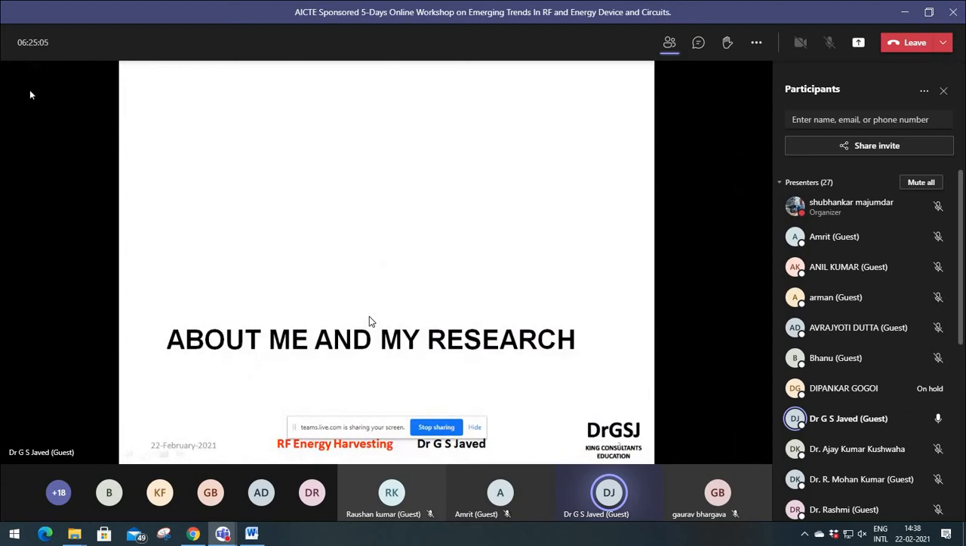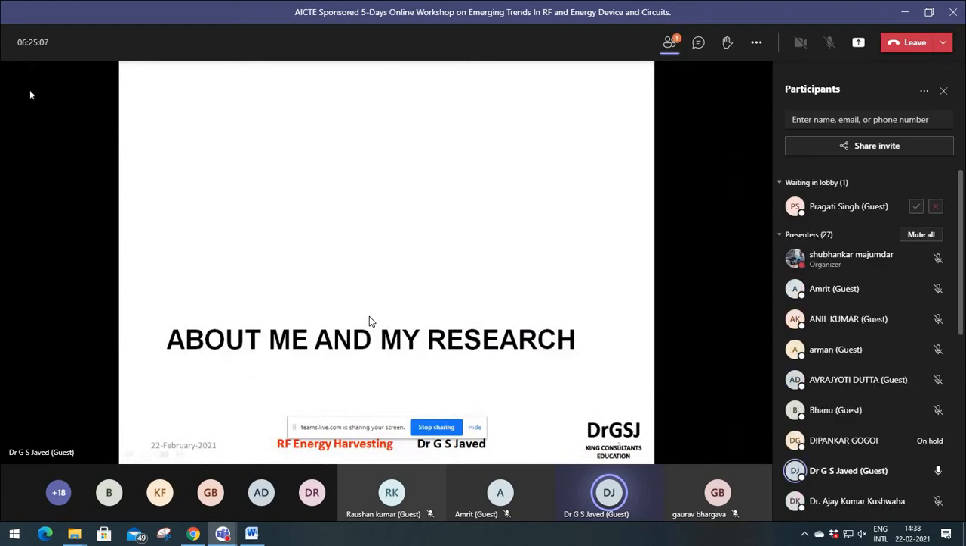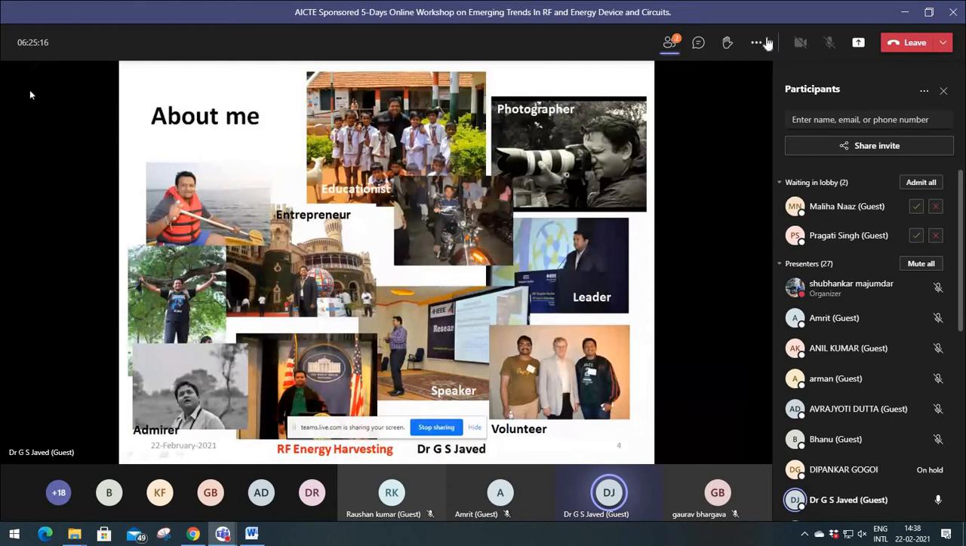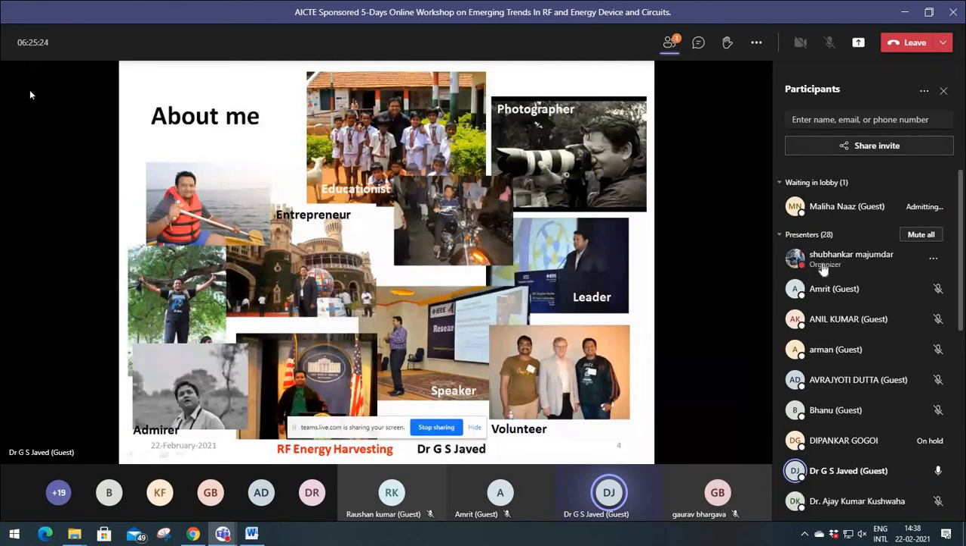So, a quick overview of my research. These are the various hats that I wear, and I enjoy wearing them. Apart from being a person who admires nature and spends more time there, I also am an educationist who on every weekend deals with teaching school students science and math, and in some ways problem solving.